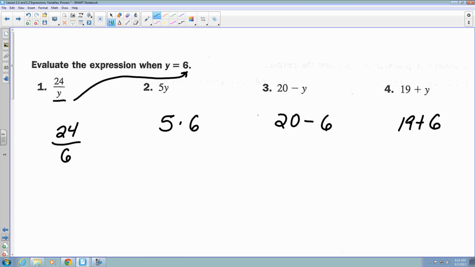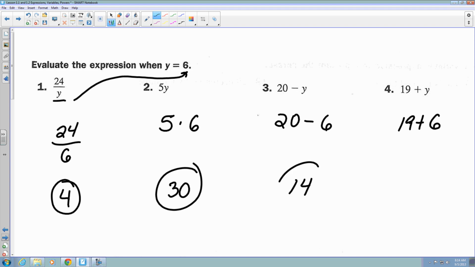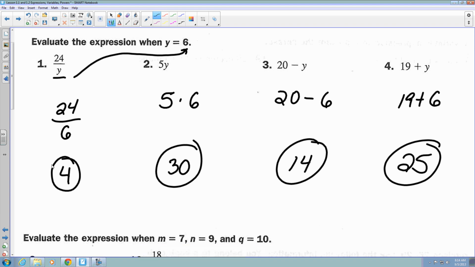Number 1, the operation is division. Number 2 is multiplication. 3 is subtraction. And 4 is addition. So for number 1, 24 divided by 6 gives me 4. For number 2, 5 times 6 gives me 30. And for number 3, 20 minus 6 gives me 14. And 19 plus 6 gives me 25. So that's how we solve those.